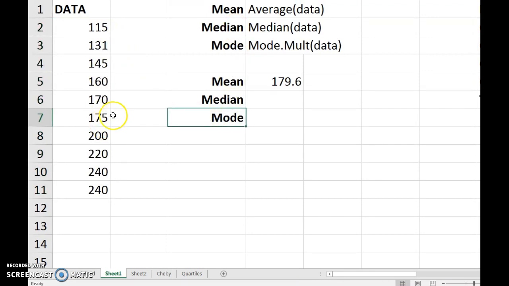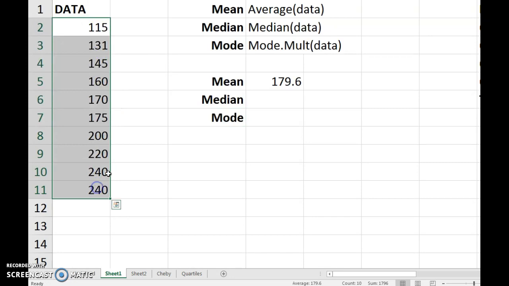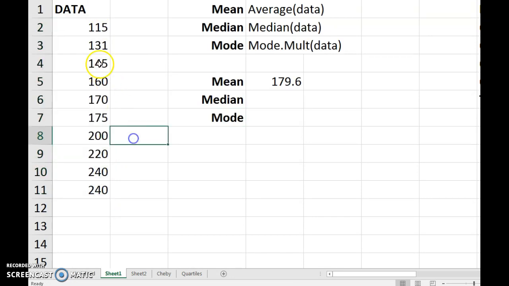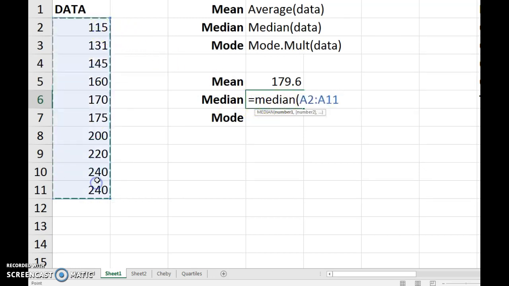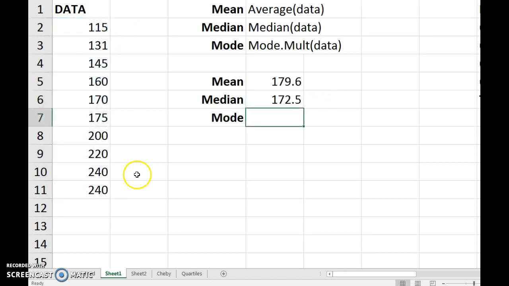If there's an even number of data values like we have here, there's going to be two that are in the middle. So these two are the ones in the middle. There's four below them and four above them. You would take the average of those two, add them up, and divide by 2. Or Excel can do it all with the function equals median. Select your data, close your parentheses, and Excel, in this case, averaged those two values, which are in the middle.